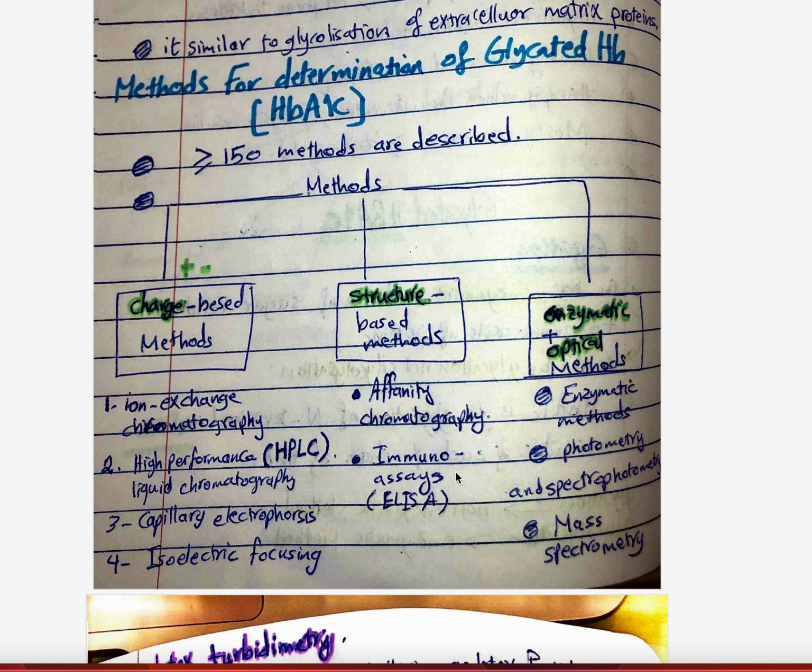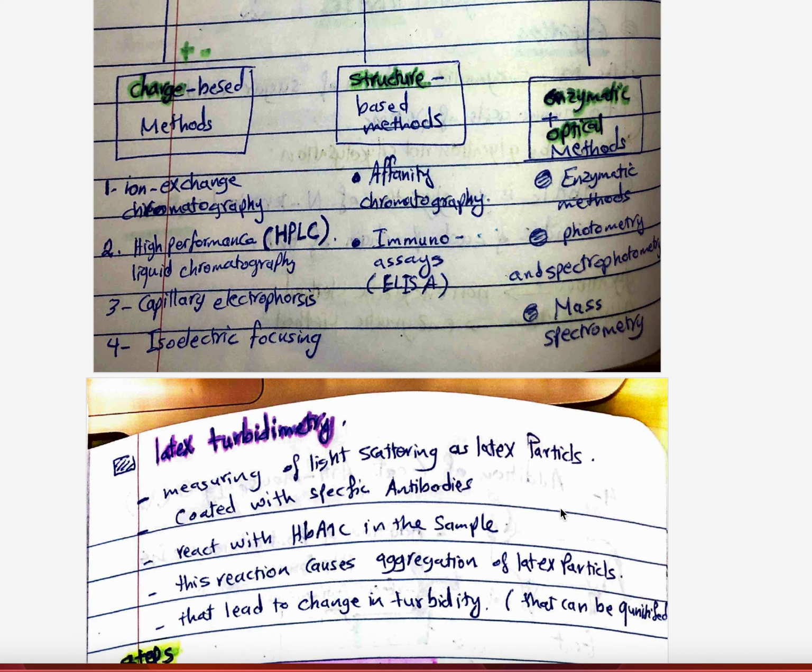So we can use the ELISA method, which is an immunoassay, an enzyme-linked immunosorbent assay. And we can use affinity chromatography that focuses on the structures of it. The other thing, we can use enzymatic methods, photometry, spectrophotometry, or mass spectrometry.